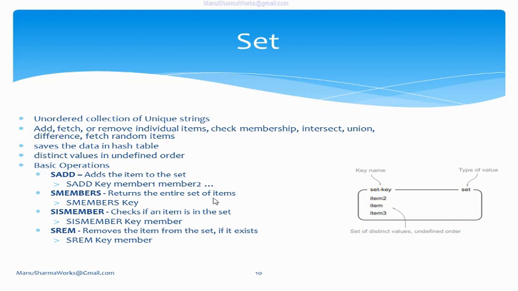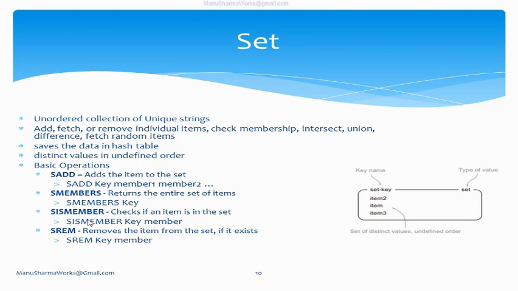So how can we insert values into the set? There is a command, SADD key member1 member2, and so on. If you want to return the entire set of items, there is SMEMBERS and the key. If I specify SMEMBERS and the set key, it will return the three values here.